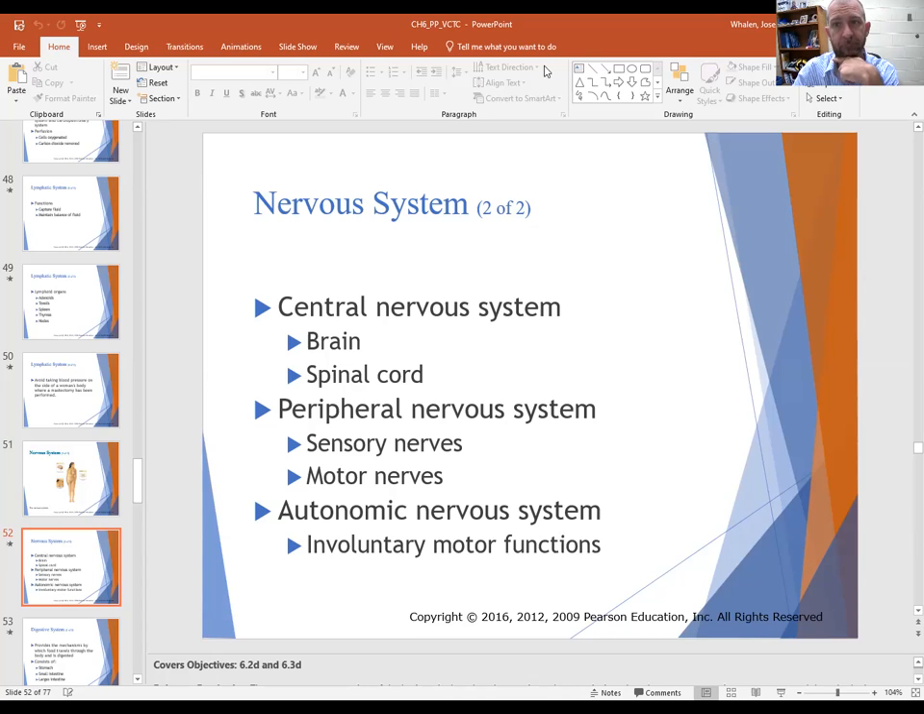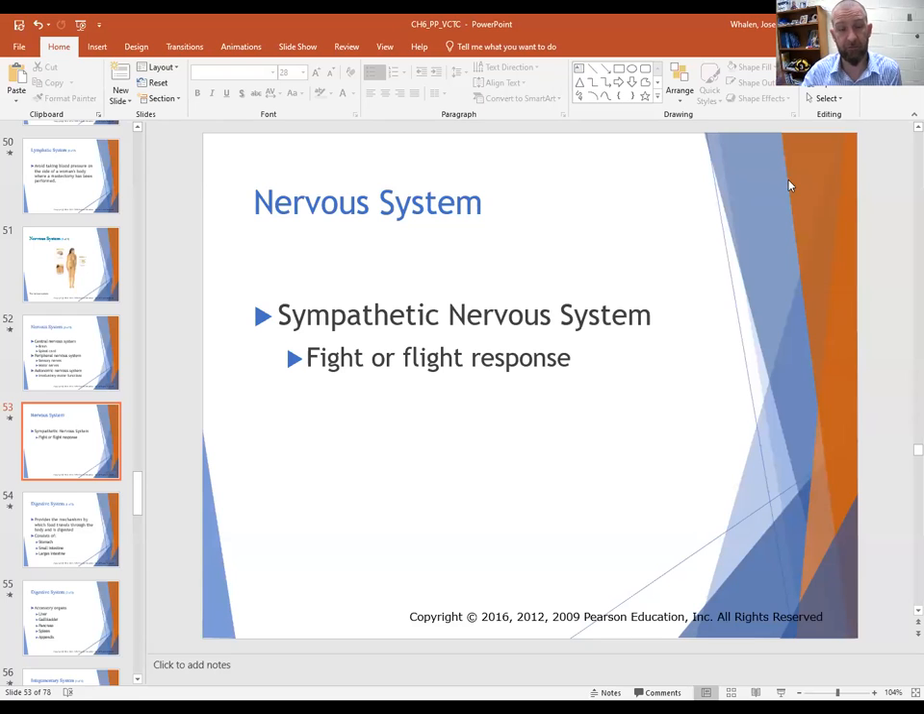Next, we have the sympathetic and parasympathetic nervous systems. What's that in a second here? All right, so we have our sympathetic nervous system, and this is responsible for our fight or flight response.